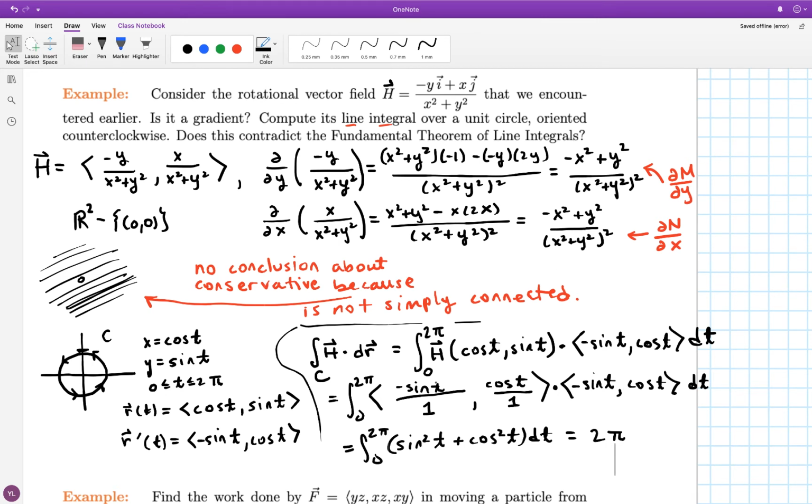And so this does not contradict the fundamental theorem of line integrals, because the fundamental theorem of line integrals says something about conservative vector fields.